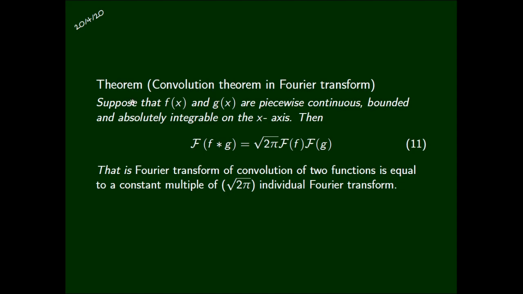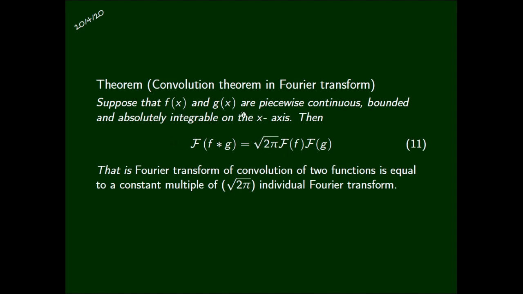Then there is another important property. It is similar to the convolution theorem in Laplace transform. In Laplace transform, we have learned that the Laplace transform of a convolution is equal to the product of the individual transforms. Here the Fourier transform of a convolution is equal to not just the product of individual transforms. There is also a multiplication by root of 2 pi. That is the only difference. In the case of Laplace transform, there is no root of 2 pi. In the case of Fourier transform, there is a root of 2 pi. It's a multiplication by this constant, the scaling factor root of 2 pi.